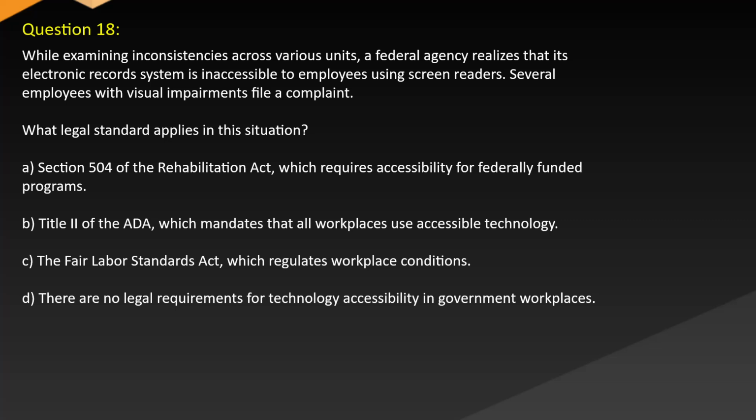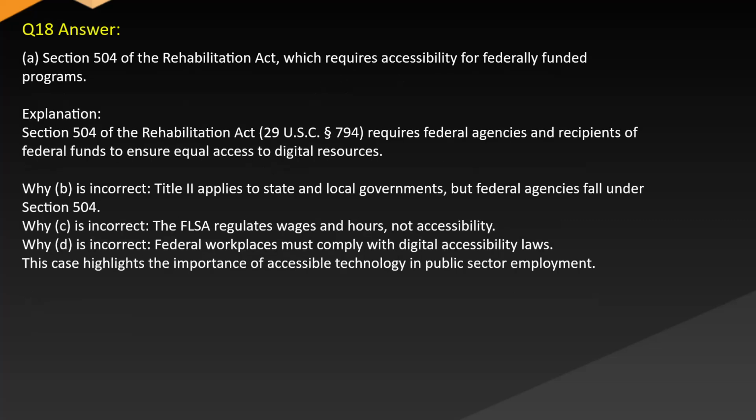A. Section 504 of the Rehabilitation Act, which requires accessibility for federally funded programs. B. Title II of the ADA, which mandates that all workplaces use accessible technology. C. The Fair Labor Standards Act, which regulates workplace conditions. D. There are no legal requirements for technology accessibility in government workplaces. Answer A. Section 504 of the Rehabilitation Act, which requires accessibility for federally funded programs.